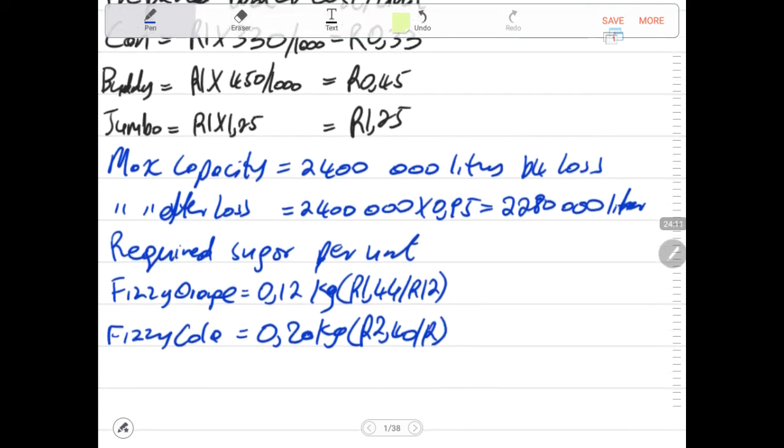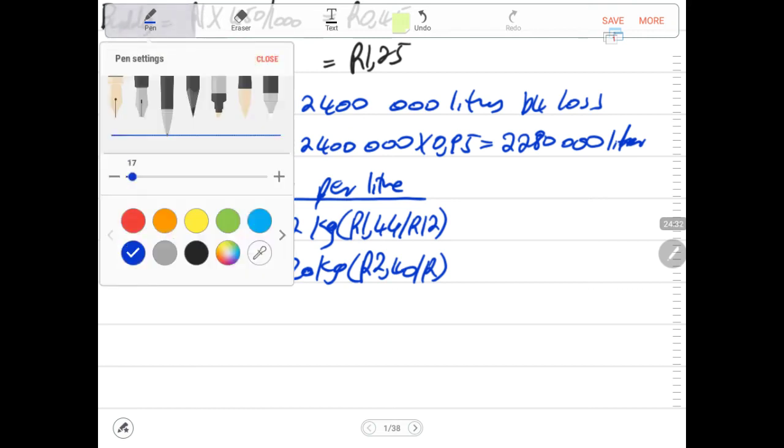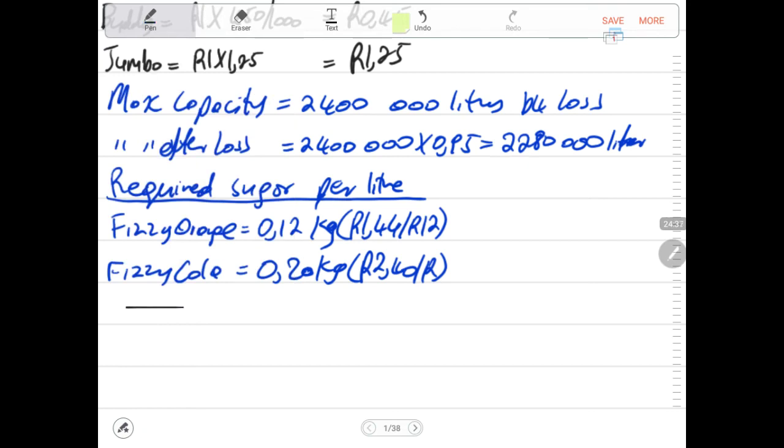Now we can do the same thing, calculate the sodium requirement per unit. Not per unit, that is per liter. Sodium requirement per liter. Sorry for that. I have to make sure that we're dealing with liters here, not units. Our units have 330 milliliter, 450, and 1.25. Then we do the same thing. We look for the sodium requirement per liter.